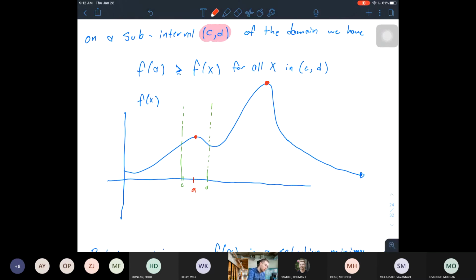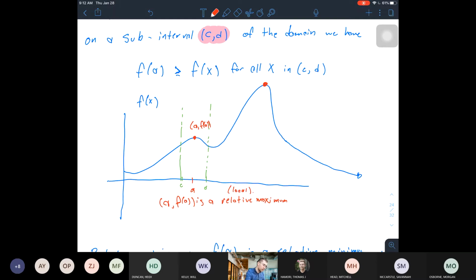So this is (a, f of a). And we say that (a, f of a) is a relative maximum. Sometimes we call this a local maximum.